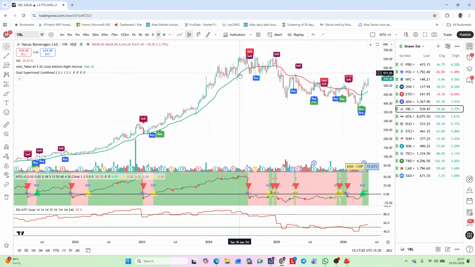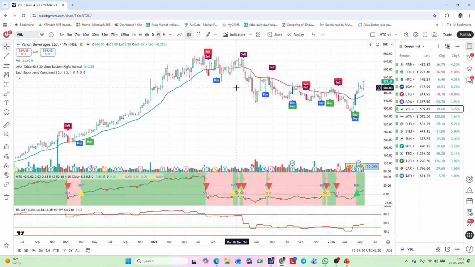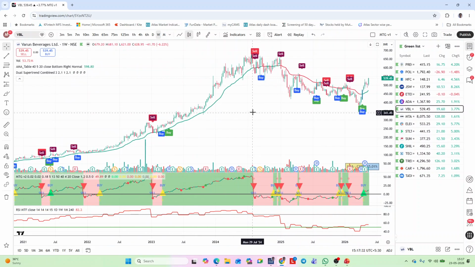And this top portion, where the stock was almost from June 24 to Jan 25, so almost 6-7 months the stock was in consolidation. This is stage 3, and then from here, basically July 24 to now April 26, almost 2 years, the stock was in stage 4. So this is how the stages work. That is one way you can study the cycle of the stock.